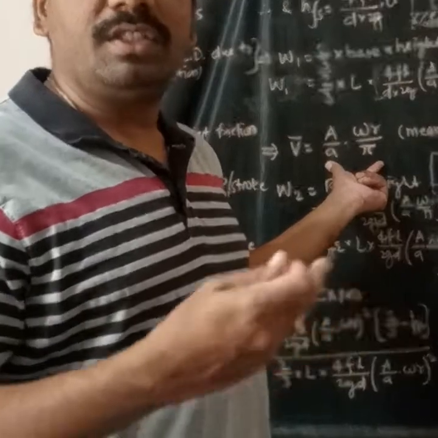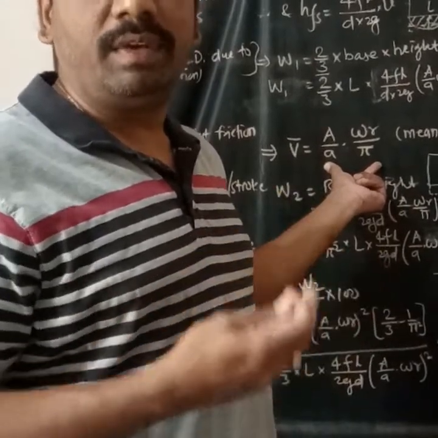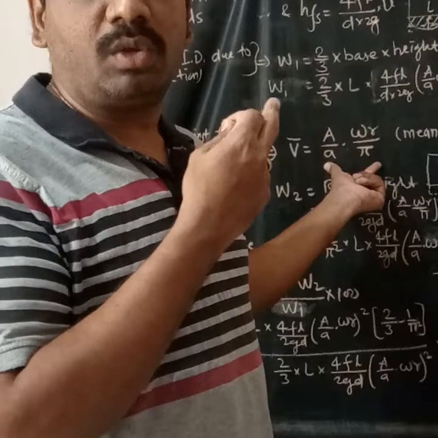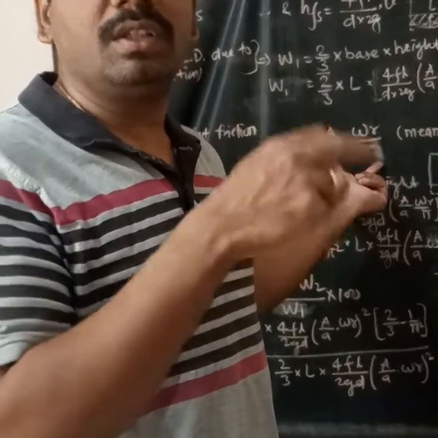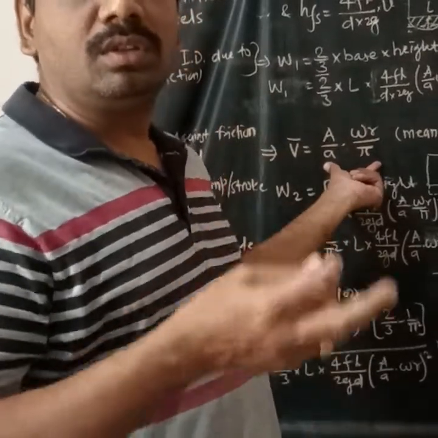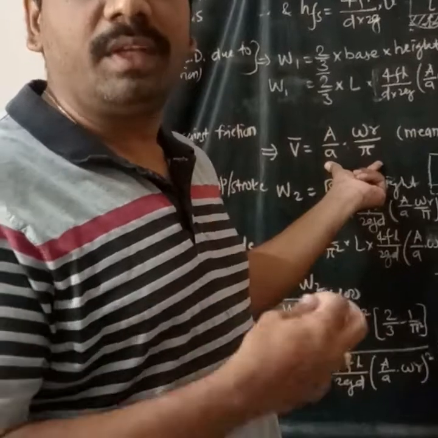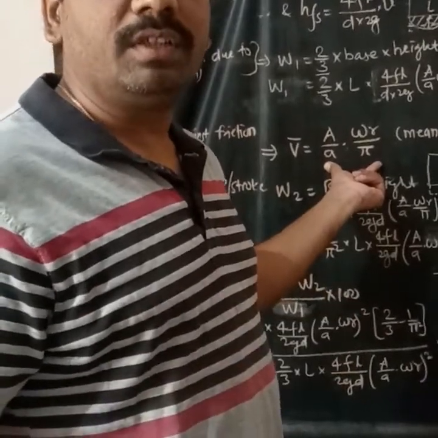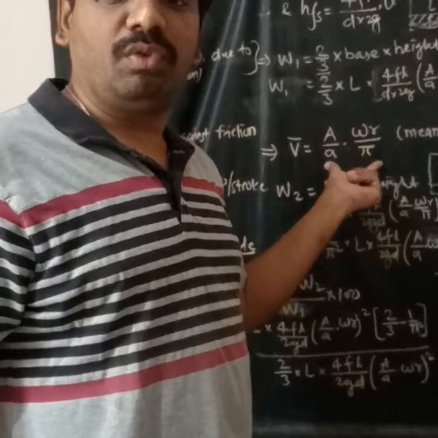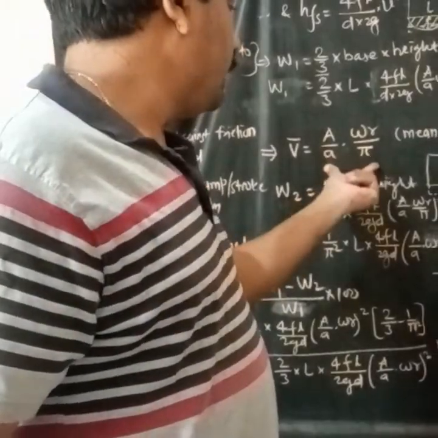Discharge is LAN by 60 upon area, and here we put L equals 2r and omega equals 2 pi N by 60, so N equals 60 omega upon 2 pi. From that we get this uniform velocity, or you can say the mean velocity of the fluid flow, that is A by a omega r upon pi.